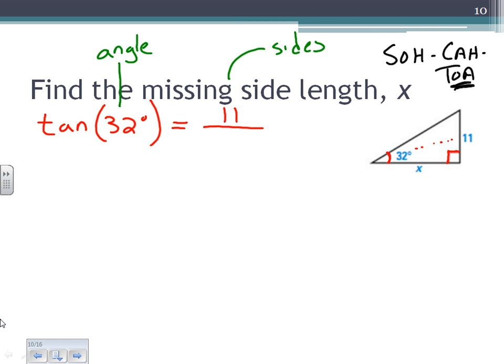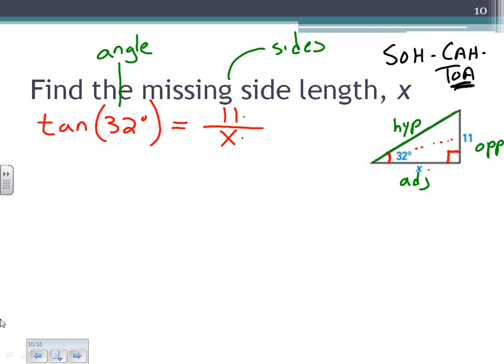And what is adjacent to it? The x. If we label our sides, that might be helpful. This is my opposite. What's this side always going to be? Hypotenuse. Why do you know? It's opposite the right angle. And that leaves the x as the last remaining piece, so it must be adjacent. Does everyone see how I plugged this into opposite over adjacent? Everybody cool with this so far?